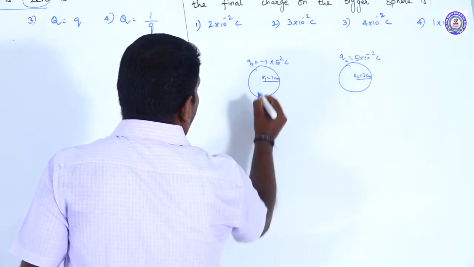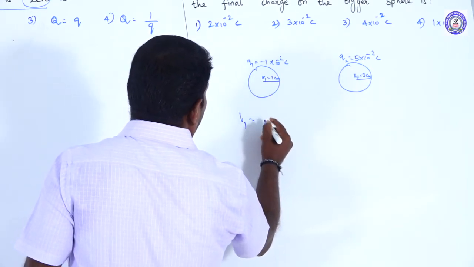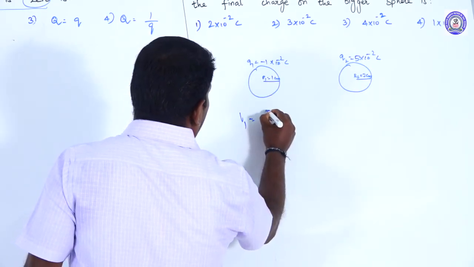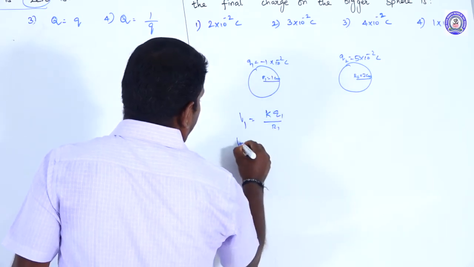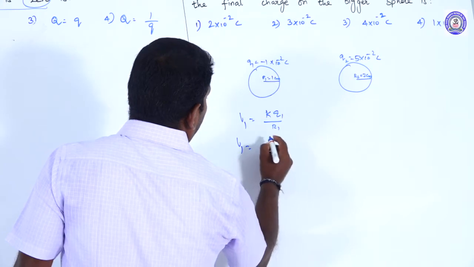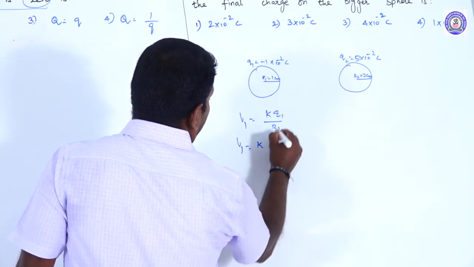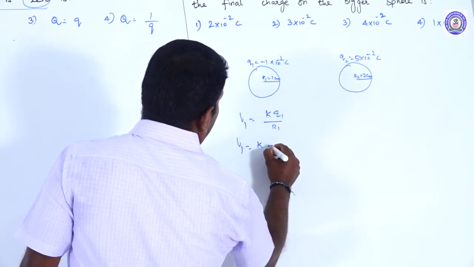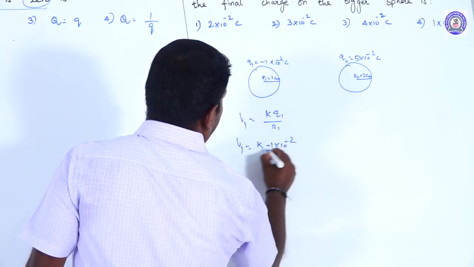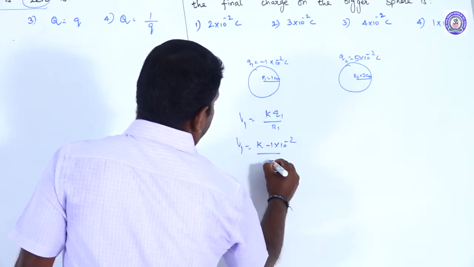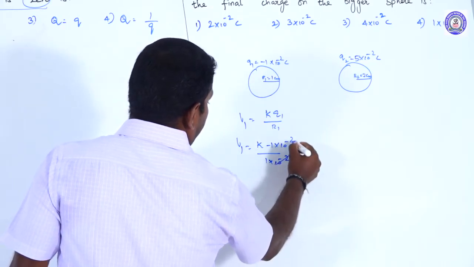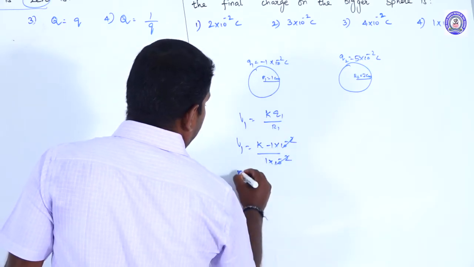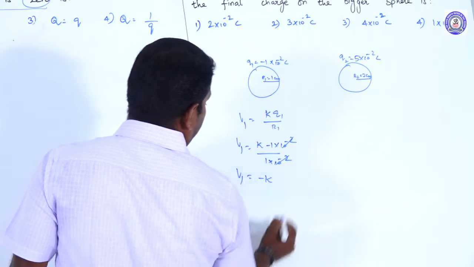Potential of the first sphere, V1, is equal to KQ1 divided by R1. Q1 value is minus 1 into 10 power minus 2, R1 value is 1 centimeter, 1 into 10 power minus 2. So 10 power minus 2 and 10 power minus 2 get cancelled. V1 is equal to minus k.